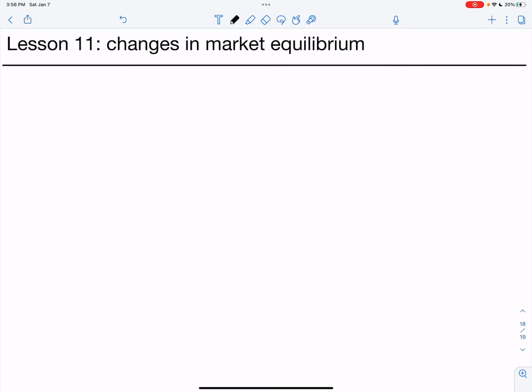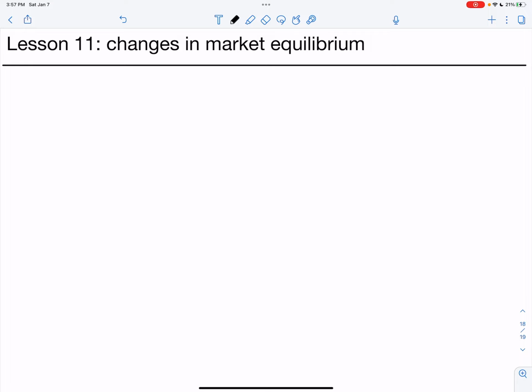In this video, we're going to be talking about changes in market equilibrium. In the previous video, we put the demand curve and the supply curve on the same graph together for the first time, and we discussed how equilibrium price and equilibrium quantity are determined. In this video, we're going to incorporate shifts in demand and shifts in supply and examine how those changes affect quantity demanded and quantity supplied.